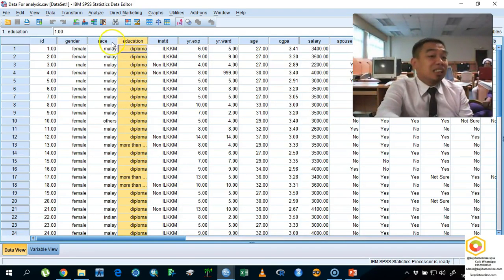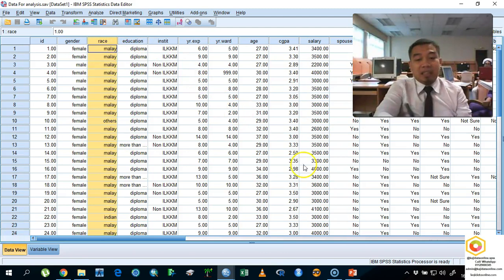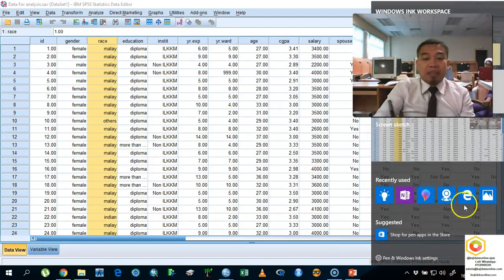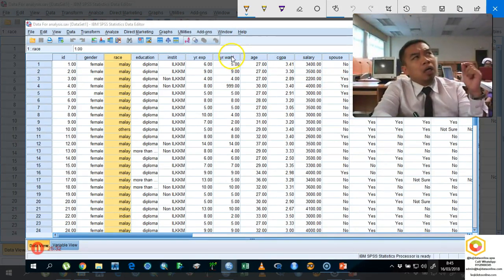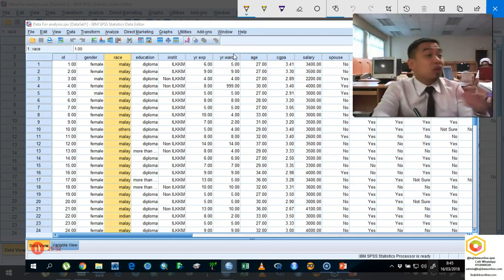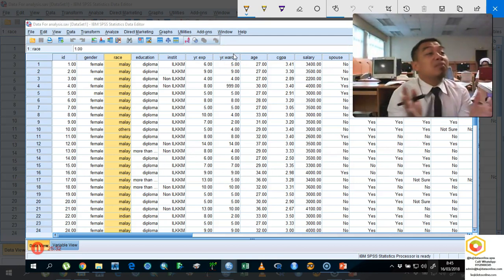I took another example which is the race. Let's say I got this perception. What I mean by the perception, I may have a certain perception. Are the Malay more clever than the Indian? Are the Indian more clever than the Malay? Are the Indian more clever, not clever lah, more aware than the Chinese? So all these things are my preliminary assumption.